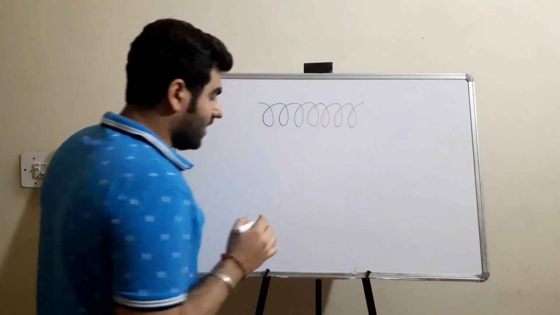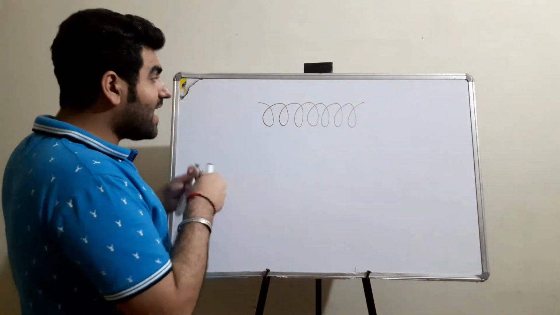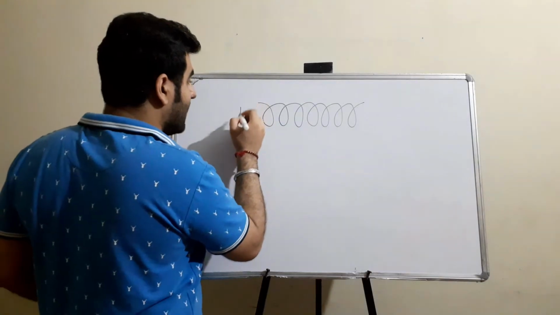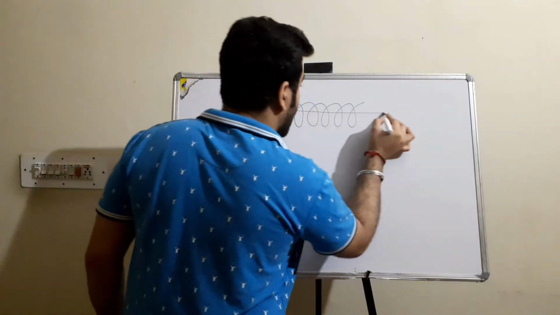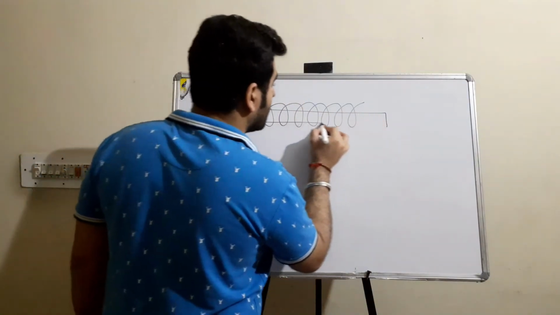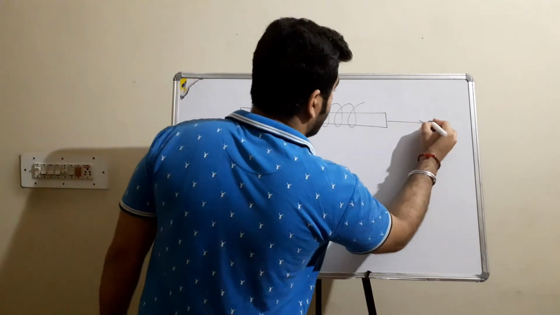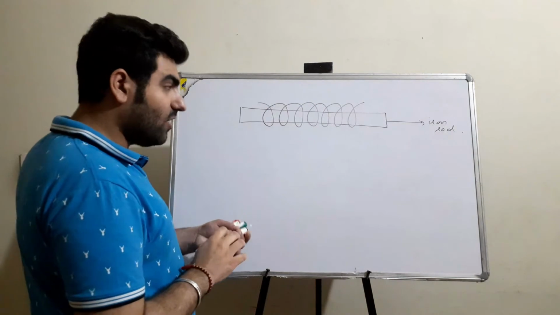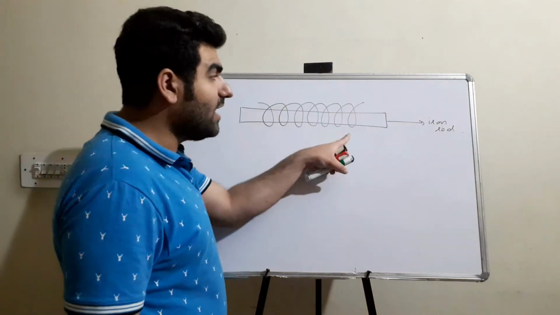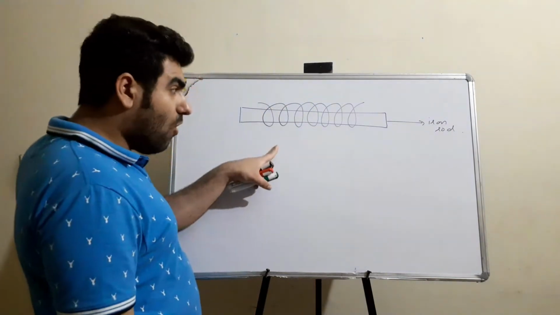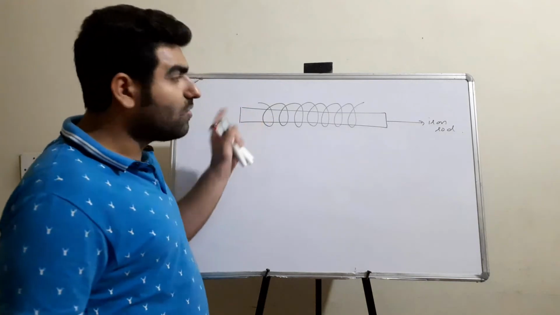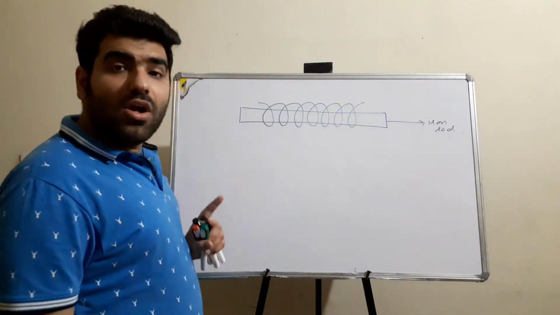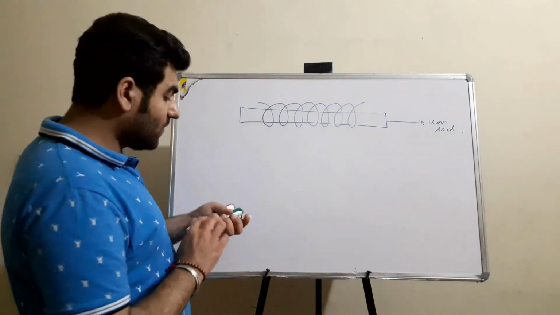This is the solenoid. Inside it, we have placed an iron core. So this is the iron rod and this thing is the solenoid. Either the coil is wound around the iron rod, or this is a solenoid with an iron core inserted inside it. Both the definitions are true.